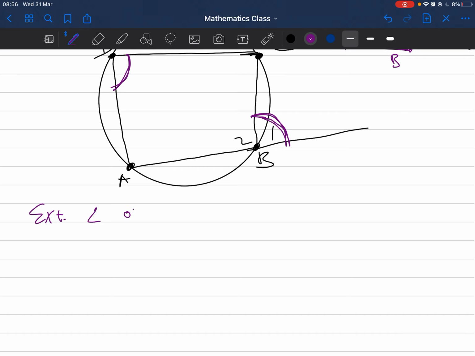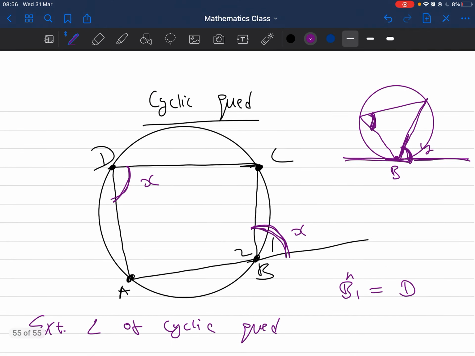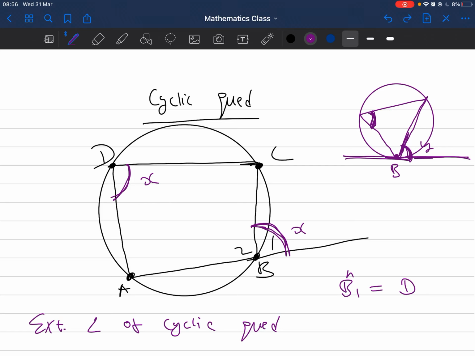Exterior angle of a cyclic quad is the same as the opposite interior angle of a cyclic quad. You don't have to write the whole statement. You can just write: exterior angle for cyclic quad. That's your reason, right? So if you have B1, meaning that angle B1 is the same as angle D. That's what it means. If this is X, therefore this is X. The way if this was Y, then this will be Y as well. My Y is very funny. This is Y as well.